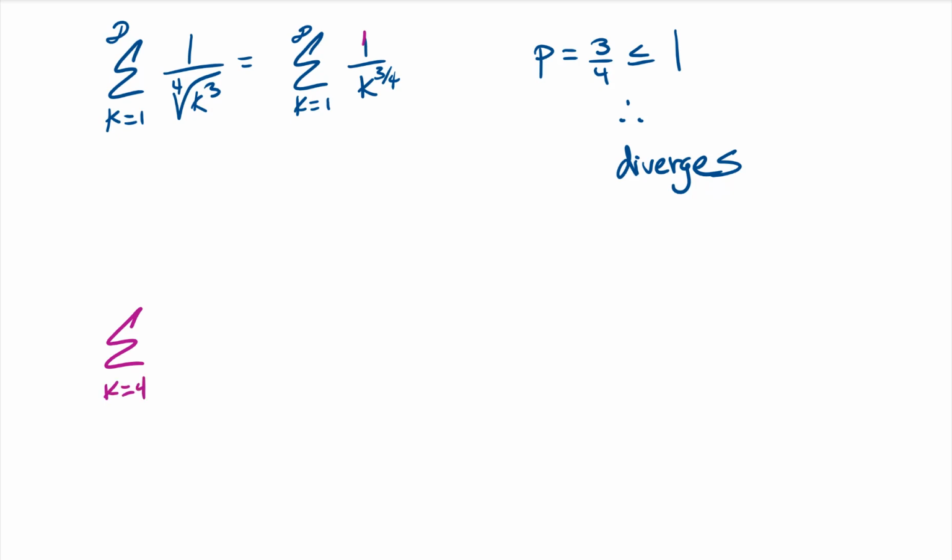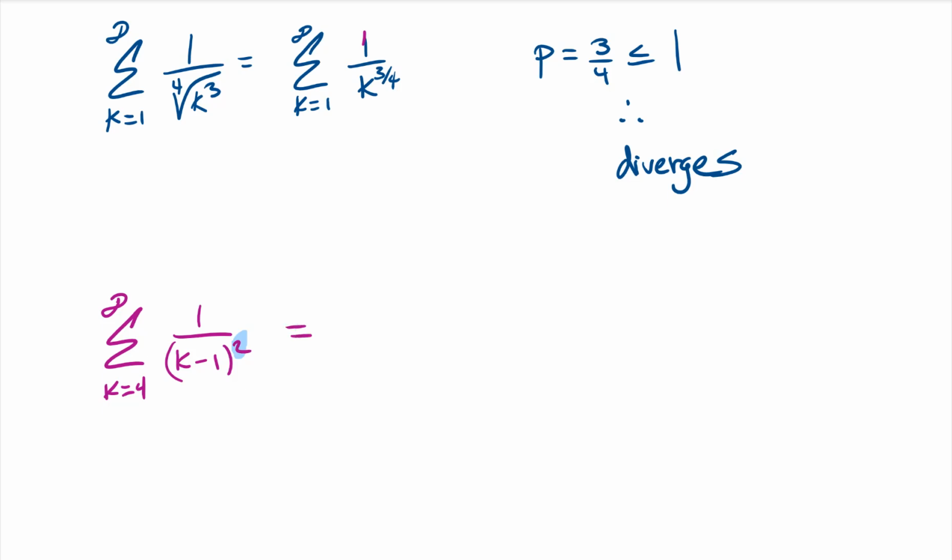Oh, no. Why is it starting at 4? Well, there's really no need to do anything here. I know it says k minus 1. Do you see that 2? It's going to converge. 2 is bigger than 1.